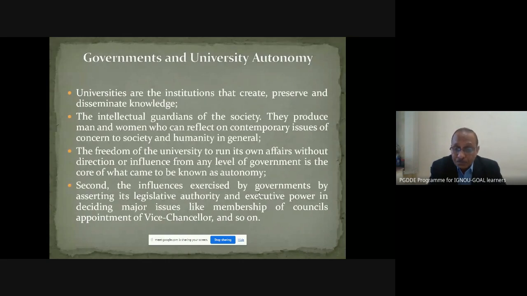And second, governments at times may force the universities, generally by using governmental power on the institution. But ultimately, the universities are to be run by their own decision-making bodies, and that will be the strength of any university.